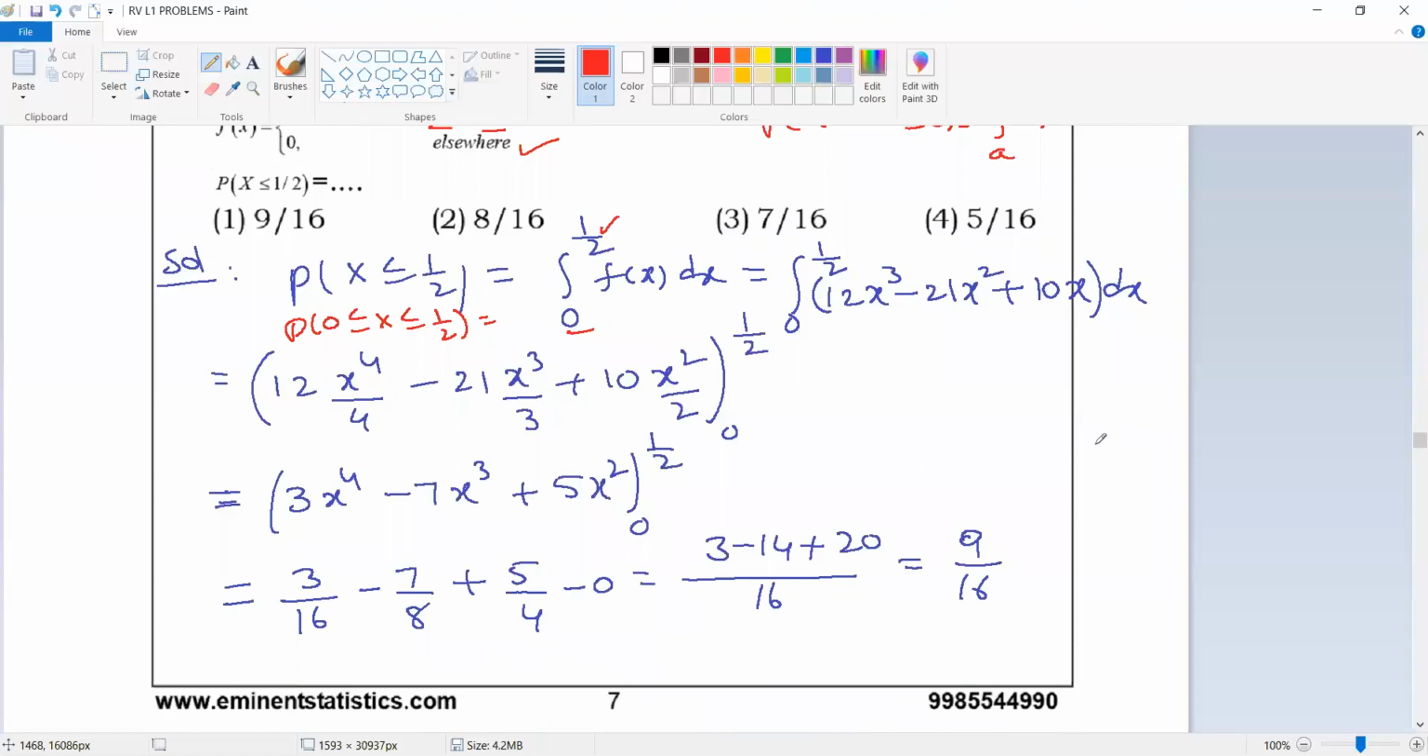So now integration. 12 is constant, x to the power 4 by 4, 21 x cube by 3, 10 x square by 2. Upper limit is 1 by 2, lower limit is 0. Now substitute upper limit, after that lower limit. After simplification: 3x power 4, minus 7x cube, plus 5x square. Limits are 0 to 1 by 2. Substituting the upper limit: 3 by 16, 7 by 8, 5 by 4. Lower limit is 0. LCM 16. The result is 9 by 16. 9 by 16 is the correct option.